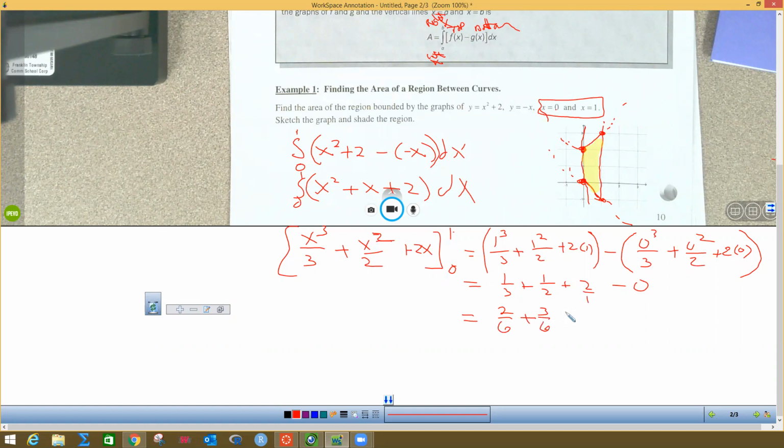And this one by 6 over 6, so this is 12/6. So 2, 3, and 12, I think gives me 17/6. So the area of this curve is 17/6 units squared, and we don't know what the units are. Okay, we're going to go on to the next one.